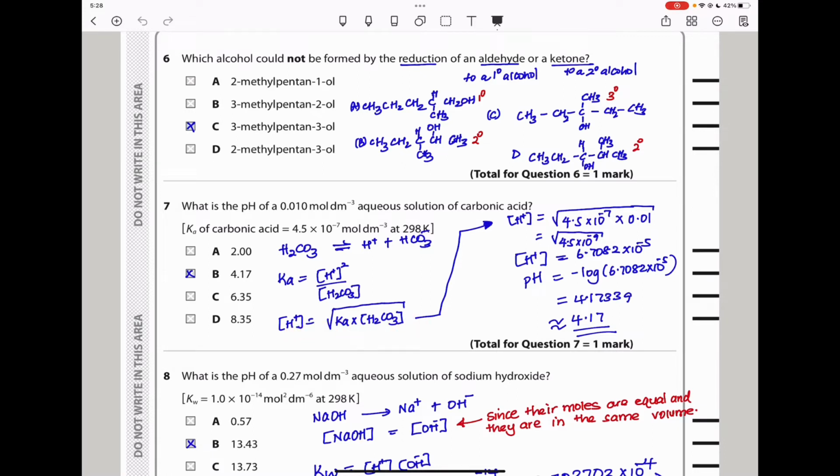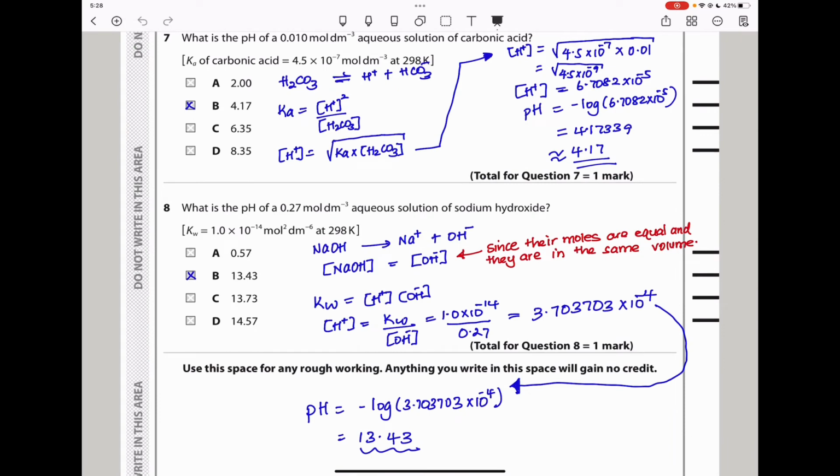So when I substituted in the value for Ka as well as the value for the concentration of the carbonic acid, I got this answer, and I got that. Since I know that pH is equal to the negative log of hydrogen ions, when you find the negative log of that, it gives you 4.17339, which you round off to get 4.17, and therefore B ends up being our answer.